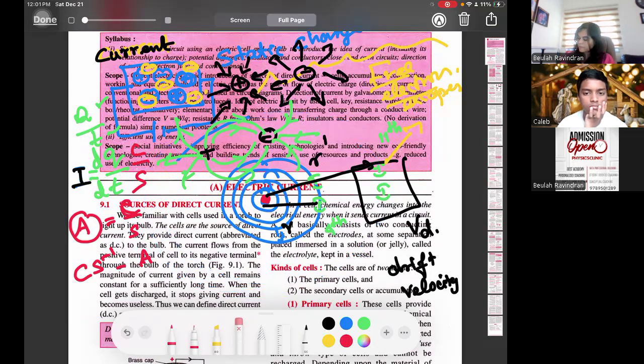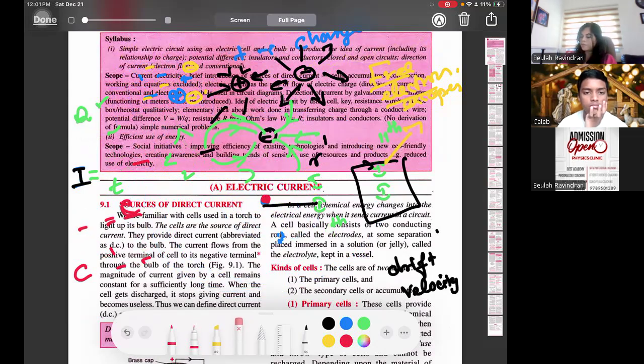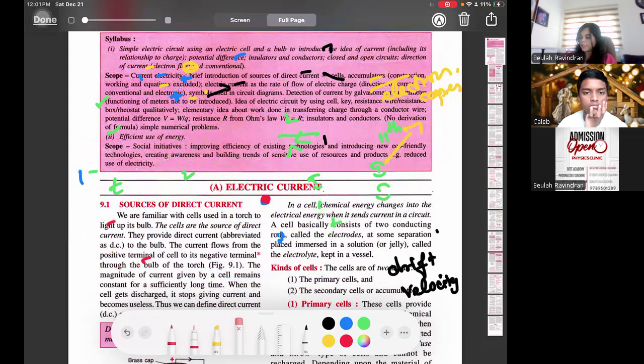Clear? And then I've told you about the charges and all. So that and all represents the cells, right?